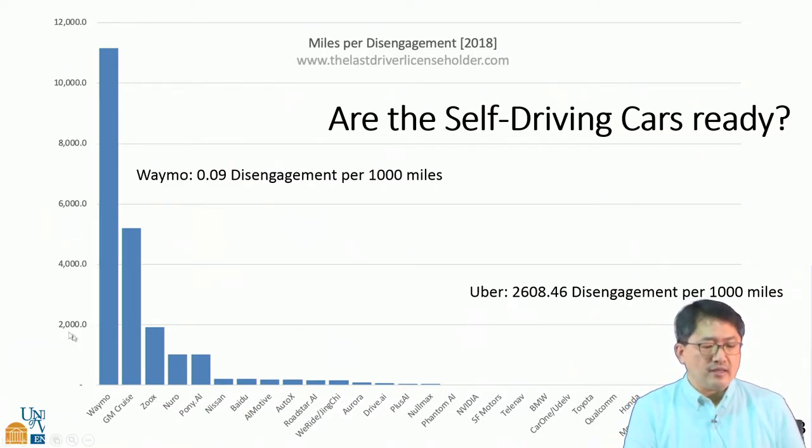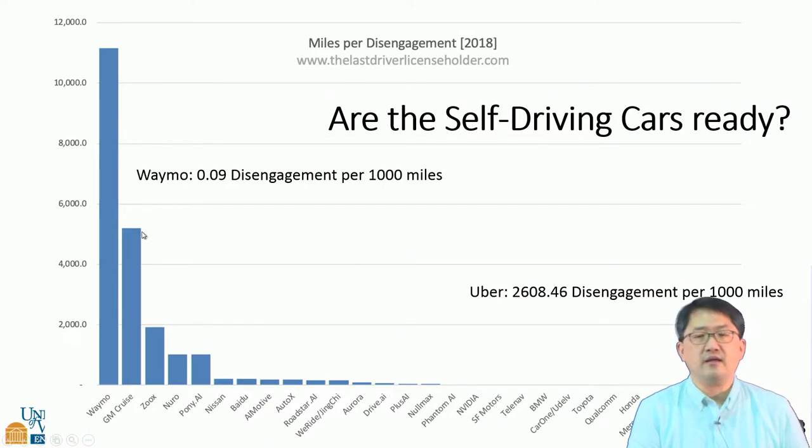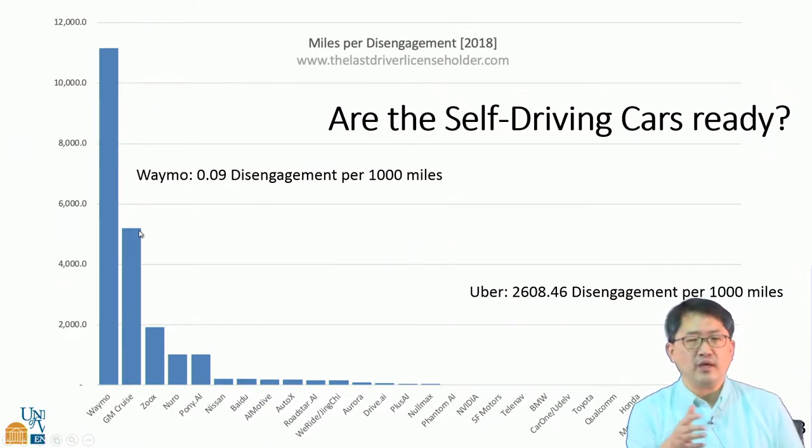And next one is GM Cruise. So this number is not meaningful, but GM is doing better than any other company except for Google. Google was about 2 years ago at this level. So if you think of this as a technology gap, Google is number one, and GM is about 2 years behind in developing technologies. And Uber, which had a crash, a person got killed in Phoenix, Arizona, had 2,600 disengagements per 1,000 miles. So their technology is way, way immature compared to Waymo's.